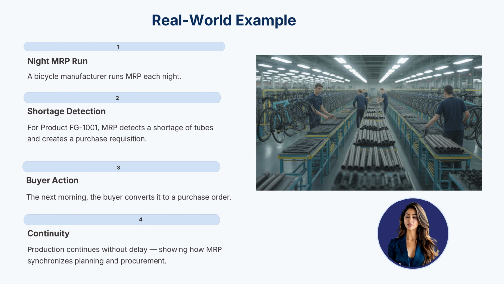Real-world example, consider a pharmaceutical plant that produces syrups. Each batch requires bottles, labels, and caps. If bottles are low in stock, MRP generates a purchase requisition automatically. The buyer converts it to a purchase order, and material arrives before production begins. This automation minimizes downtime and manual intervention.